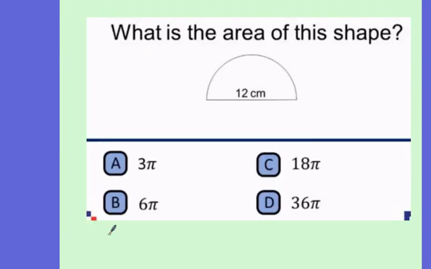And finally, Year 8, please pause the video for a couple of minutes. What's the area of this shape?